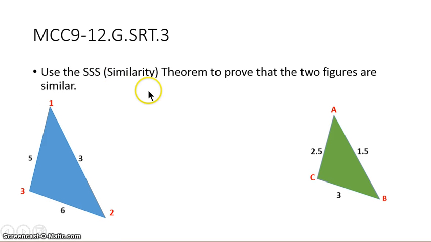Use the SSS similarity theorem to prove that these two figures are similar to each other. So, SSS theorem. Is each corresponding side proportional to each other? Yes, in fact they are, because 2 divided by 5 is 0.5, 1.5 divided by 3 is 0.5, and 3 divided by 6 is 0.5. So yes, these two figures are similar because they are the same shape, yet they do not have the same size.